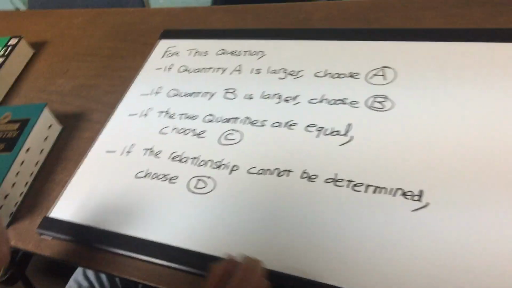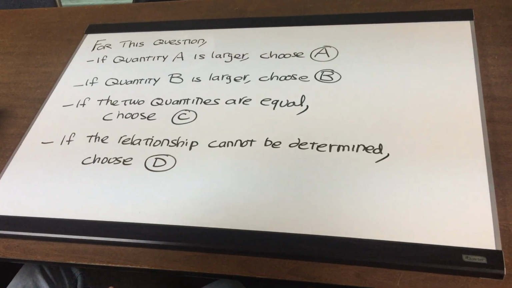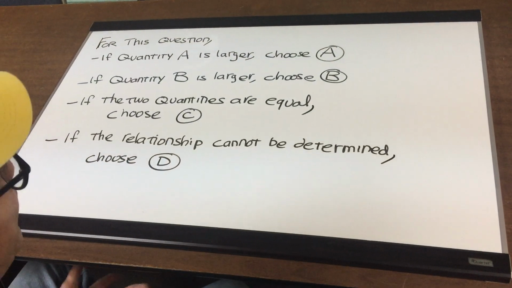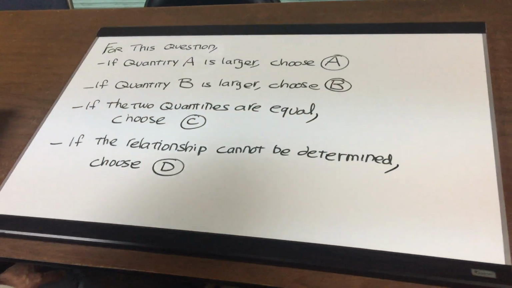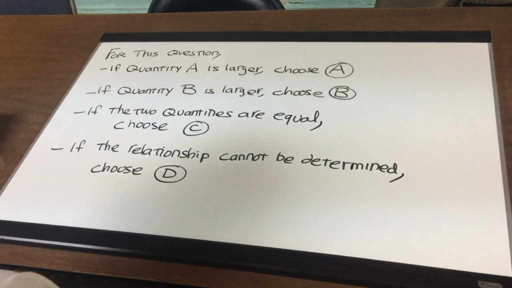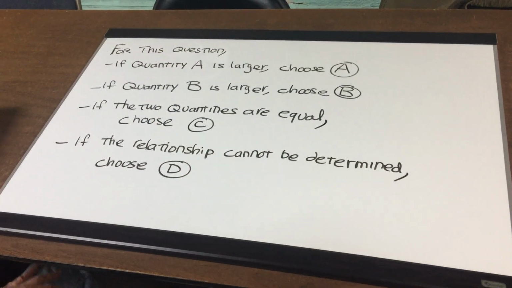I'm going to work a new type of question with you that has suddenly begun to appear on the exam about a couple of months ago, and that's called the comparison type of question. So I'm going to work this with Professor Blois, but come around and let me show you what we're going to be up against. For this type of question, we're going to choose A if quantity A is larger. We're going to choose B if quantity B is larger. If the two quantities are equal, we're going to choose C. And if the relationship cannot be determined, we're going to choose D.